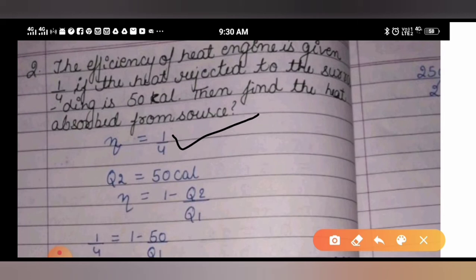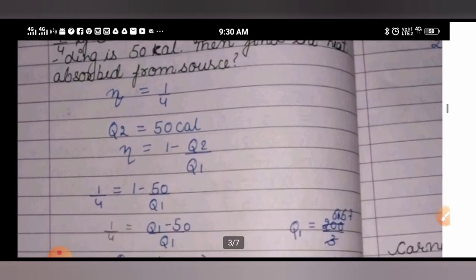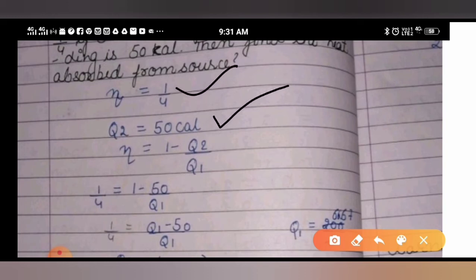Once again, if percentage they will give, then you need to divide it by 100, because percentage is calculated by multiplying by 100. So if you want to calculate eta from eta percentage, you need to divide it by 100. So eta is equal to 1 by 4, and Q2 is given 50 calorie. So we know the formula eta is equal to 1 minus Q2 upon Q1. Students, just cram these formulas.